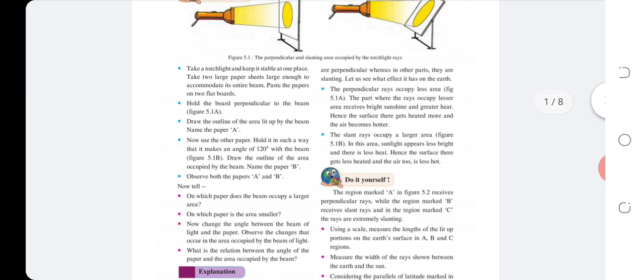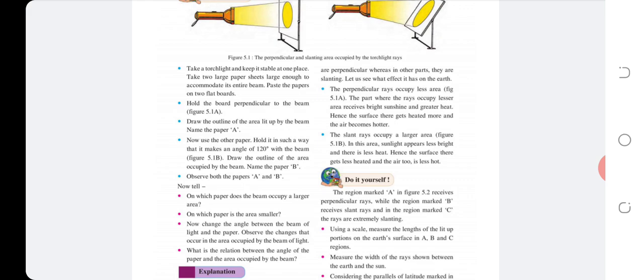The perpendicular rays occupy less area, as in figure 5.1a. The part where the rays occupy a lesser area receives sunshine and greater heat. Hence the surface there gets heated more and the air becomes hotter.